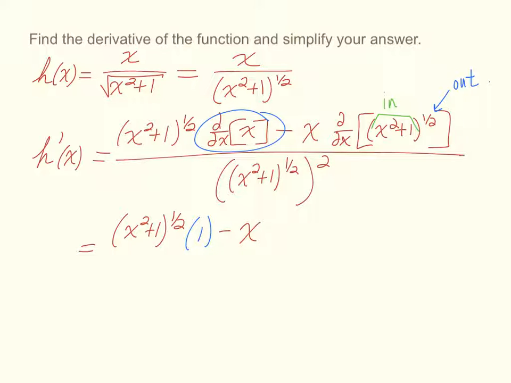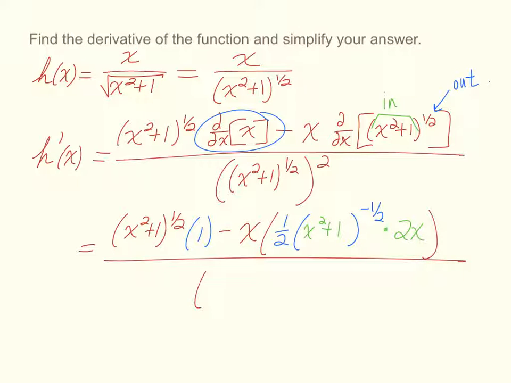So the chain rule states we will take the derivative of the outside function and leave the inside of it alone. To that, we will multiply the derivative of what's on the inside. The derivative of x squared plus 1 by way of power rule is 2x. That is all still divided by x squared plus 1 to the 1/2 power squared.